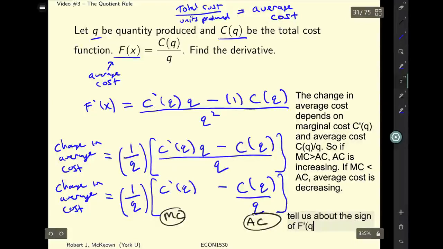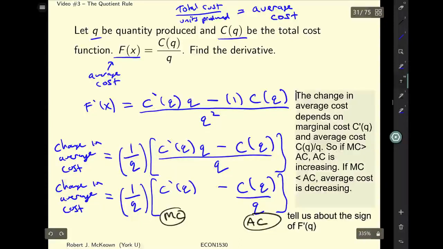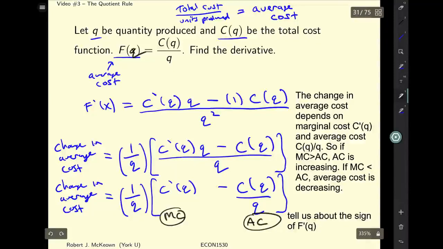I guess it should have been F. It should be F of Q here. This should be a Q. So I'll have to fix that on your slides.